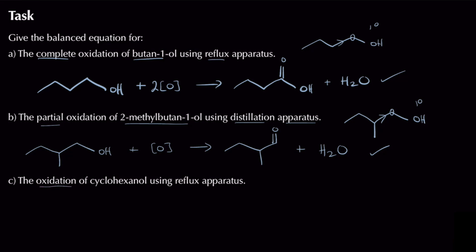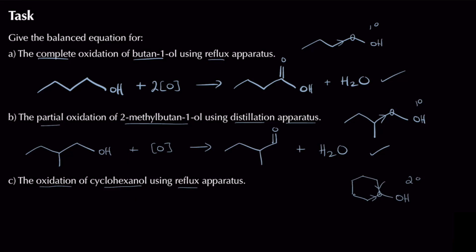Looking at the last one, I've got the oxidation of cyclohexanol, and we're using reflux apparatus over here. Well, first of all, cyclohexanol, I'm going to draw it out like this. So my OH is over here. I've got my carbon atom of interest. I've got 2 alkyl groups. I know it's a secondary alcohol.